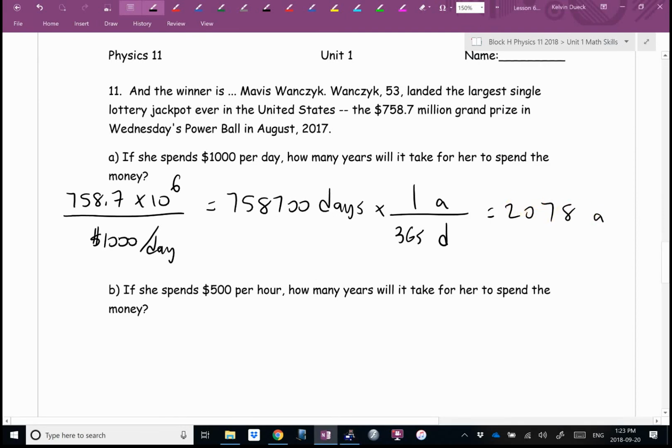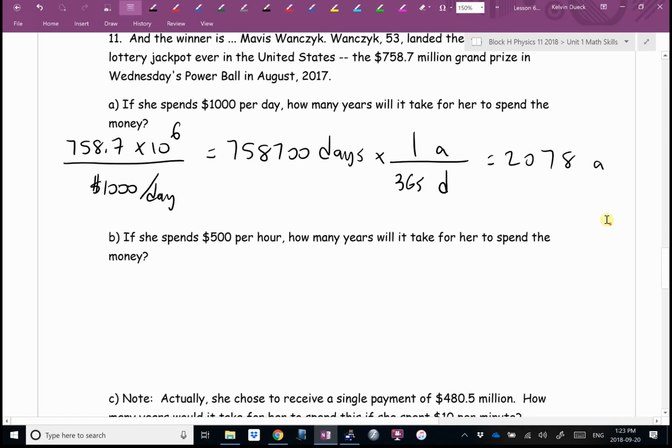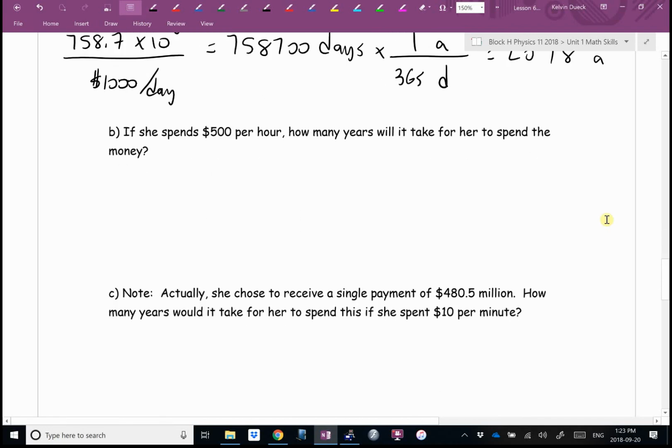So let's spend faster. What if she spends $500 an hour? Okay? How can I figure that out? I think I'm going to use a similar strategy, Haley. I'm going to take the number that they gave me, 758.7 million. I'm going to divide it by 500 to see how many hours that is. And then I'll convert the hours to years. Can she spend this in her lifetime, I wonder?